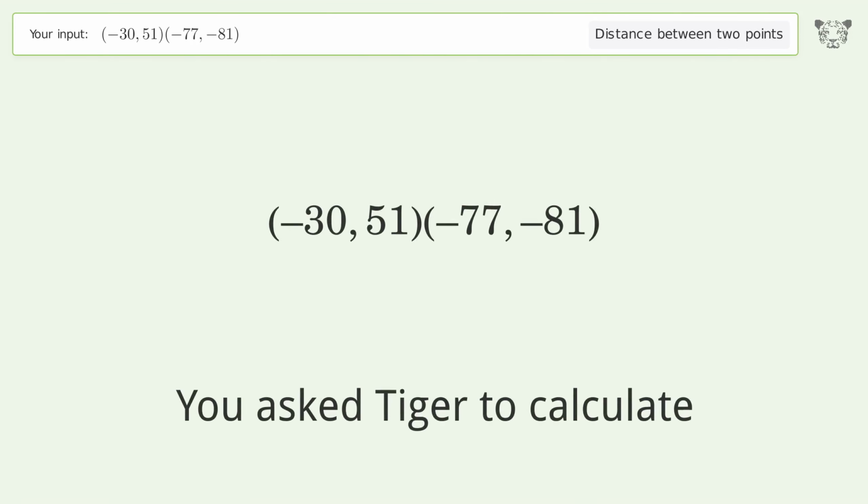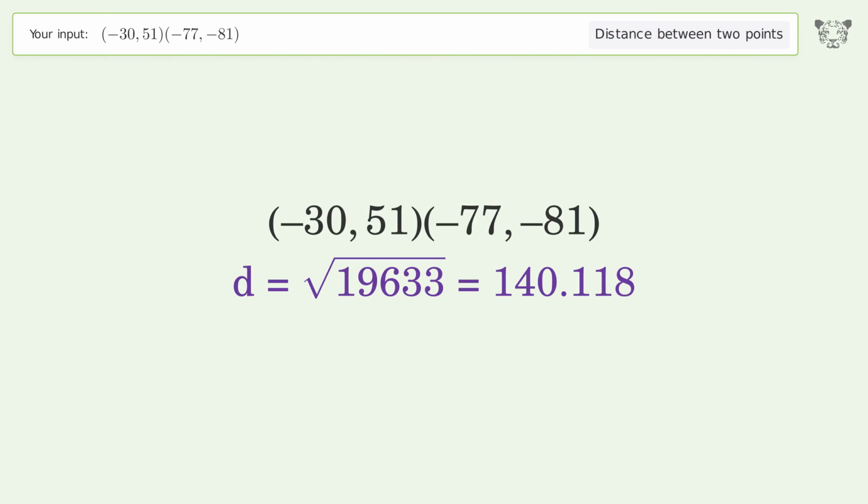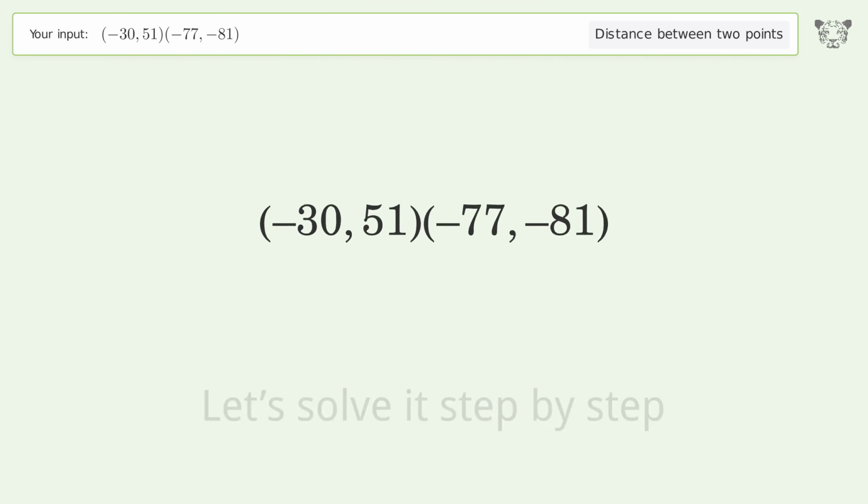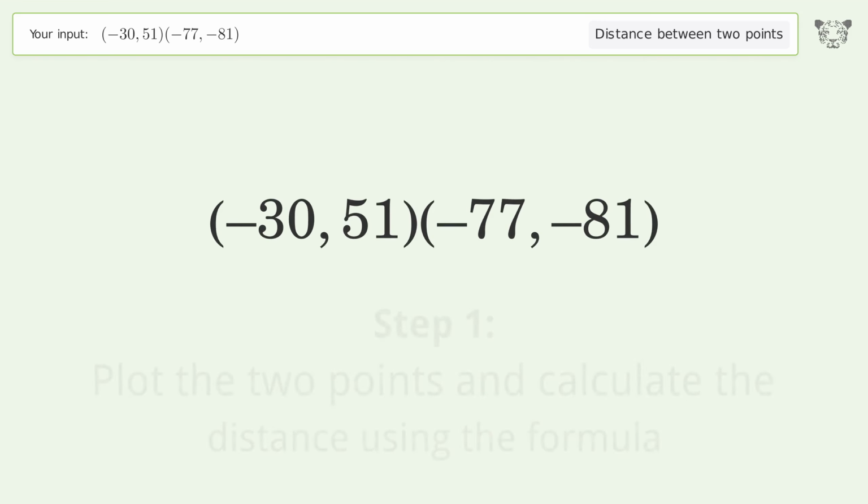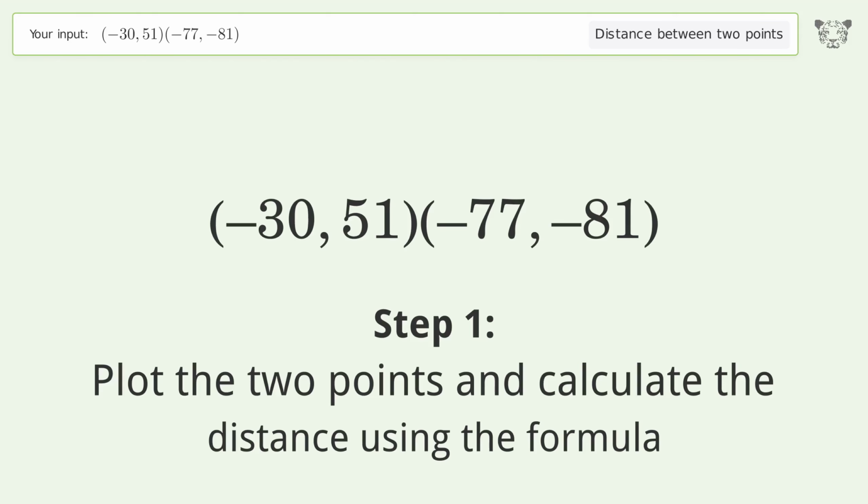You ask Tiger to calculate. This deals with the distance between 2 points. The distance between the 2 points is the square root of 19,633, or 140.118. Let's solve it step by step. Plot the 2 points and calculate the distance using the formula.